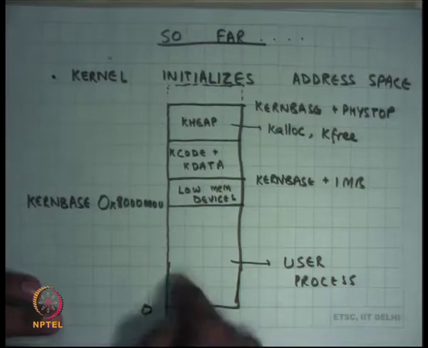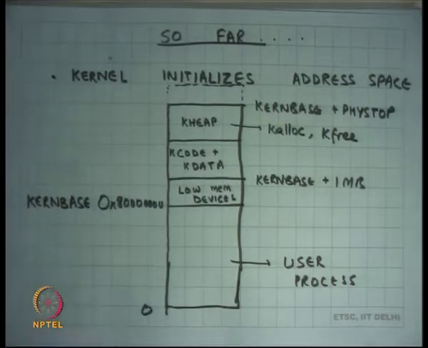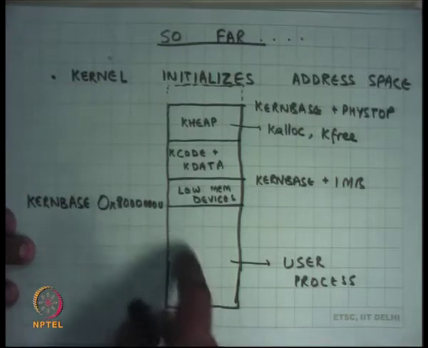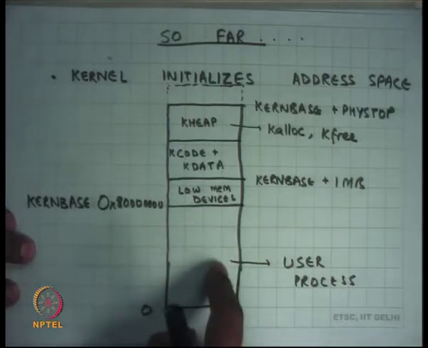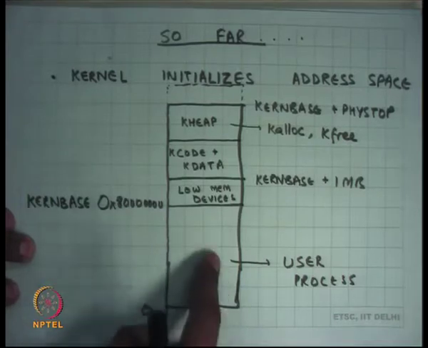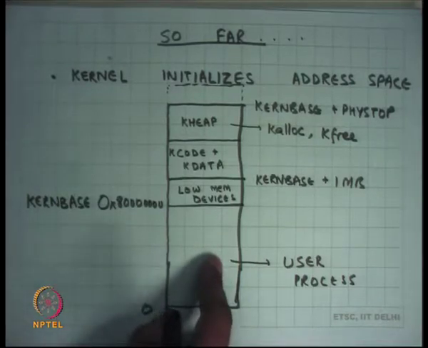And this lower address space from 0 till KERNBASE is reserved for user processes. So far we haven't seen any user processes, but now we are going to talk about how user processes are created, loaded and all that. We already have some idea. The user process will be executing in this space, so the user process's code and data will live in this space, the user process's stack will live in this space, and the user process's heap will also live in this space, right.